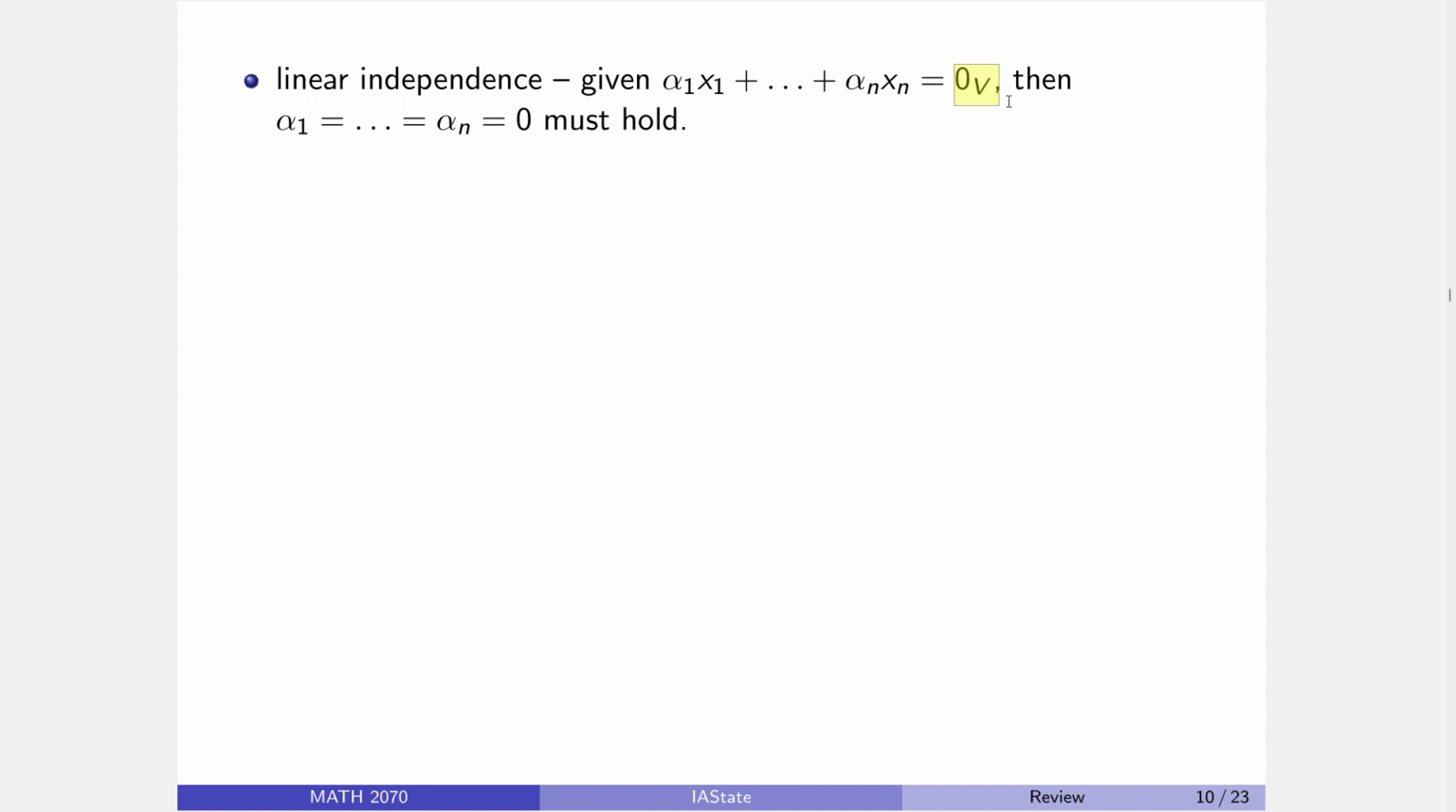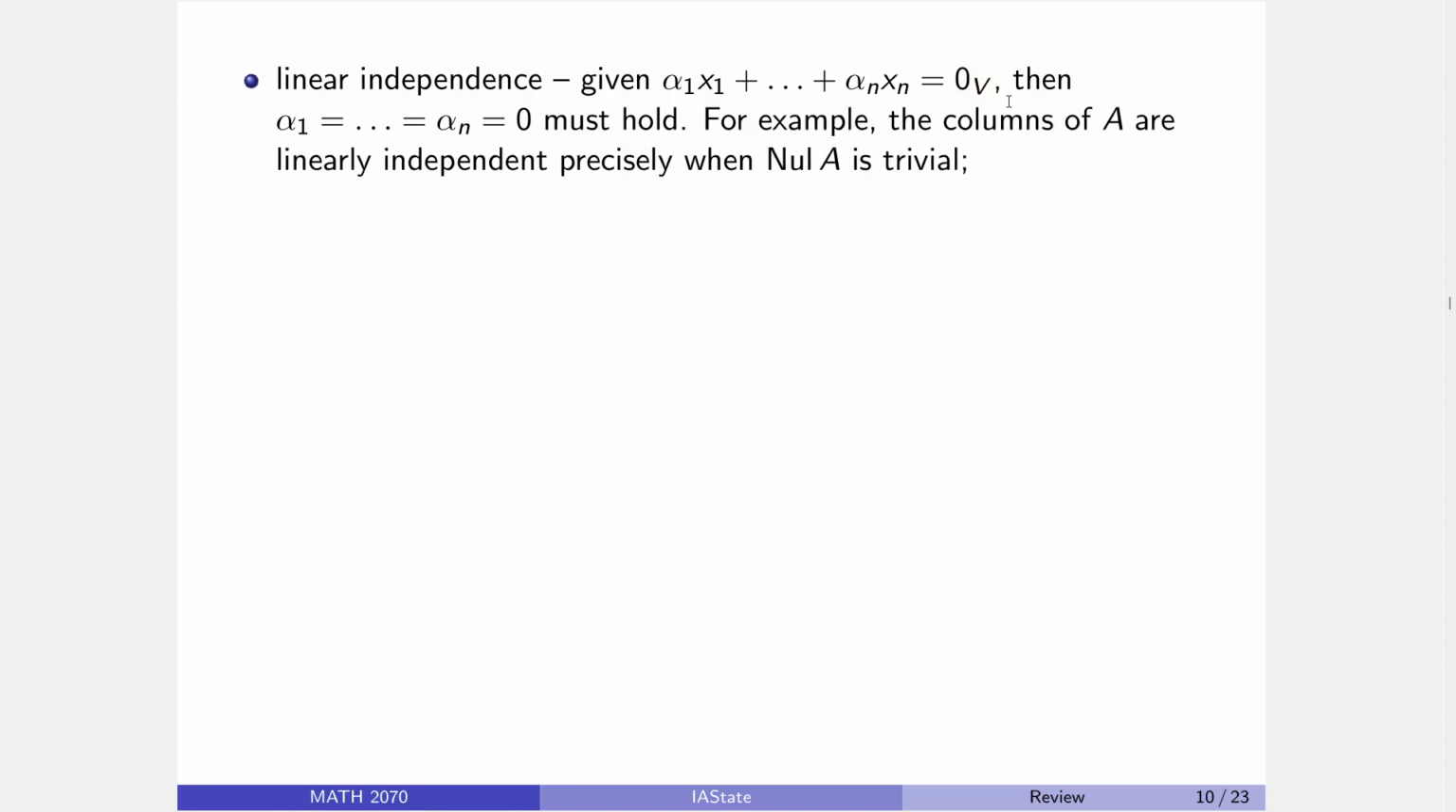Note, if I can scale and add and get the 0 without 0 scalars, I can isolate a non-zero one and rewrite that element as a linear combo of the others, so the span would then have a redundancy.